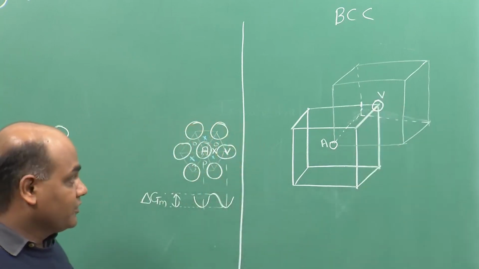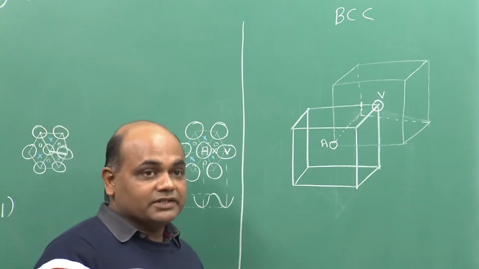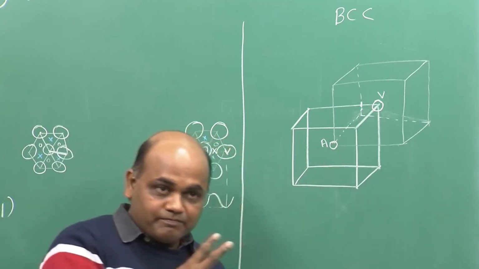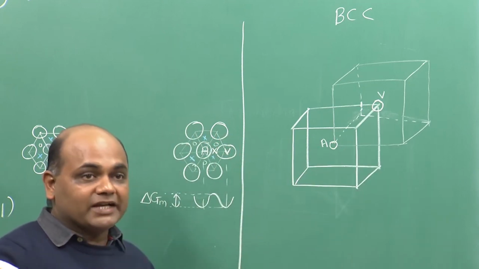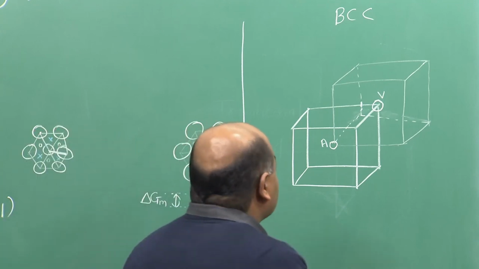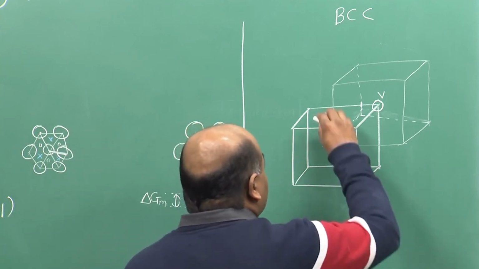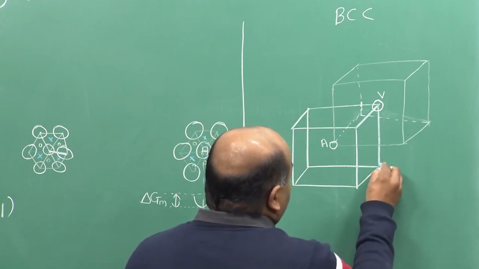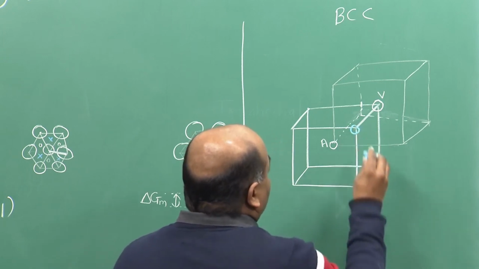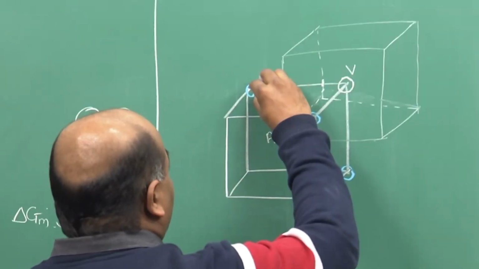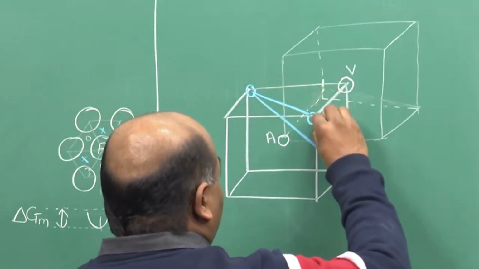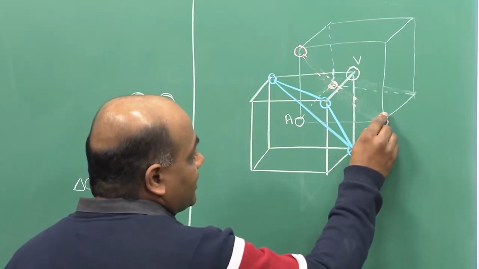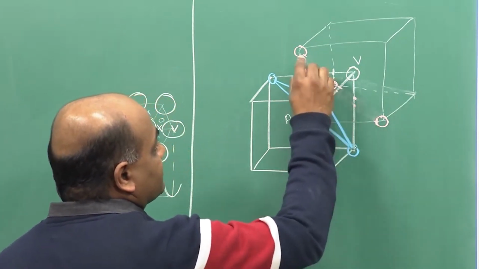It has to pass through two saddle points, that is, on its way from A to V, the atom will encounter two states in which there is a maximum in the Gibbs free energy. So, the first state is at the center of the triangle formed by these three atoms. And the second saddle point is at the center of the triangle formed by these three atoms.